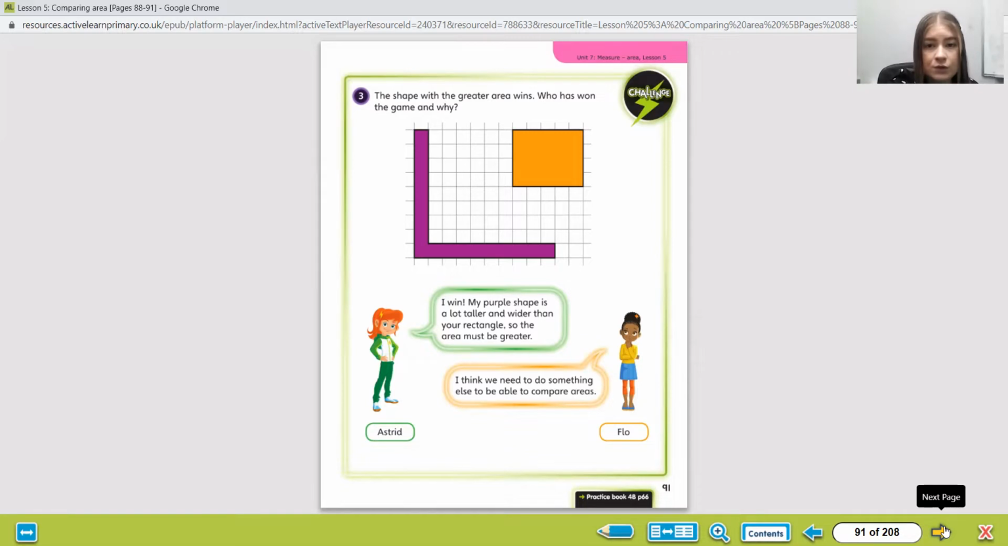Now Flo's is 1, 2, 3, 4 down, and 1, 2, 3, 4, 5 across. And we know that 4 down and 5 across would create an array of 4 and 5. So 4 lots of 5 is 20. So actually, Astrid thinks she's got the big one because it looks very large, but it doesn't take up as much space as Flo's. Flo's has got a greater area because it takes up more squares. It takes up more space. So that's something to be wary of, that although one might look bigger, it's not necessarily the biggest area.